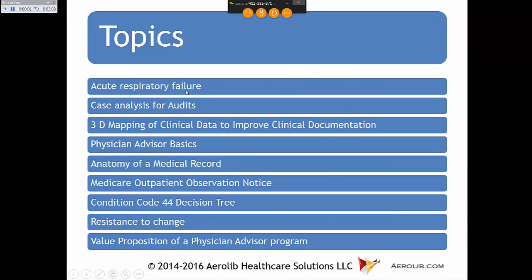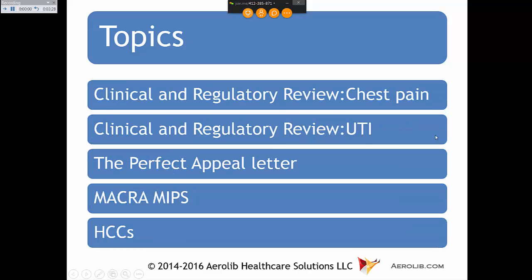We also have more topics that are listed on the slide for respiratory failure, case analysis. Now, these are not the clinical regulatory review, but these are things that physician advisors and providers and hospital admin should know. There's a beautiful one on 3D mapping of clinical data to improve clinical documentation. The Moon notice, condition code 44s, and then the value proposition of a physician advisor program. These are the new topics that we're doing today.